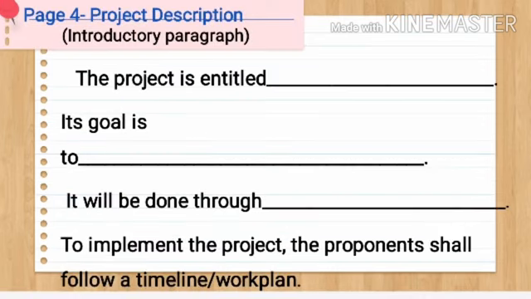So for your page 4, your project description, this is how you can write your introductory paragraph. The project is entitled, and you state your title. Its goal is to blank. It will be done through blank. To implement the project, the proponents shall follow a timeline or work plan.